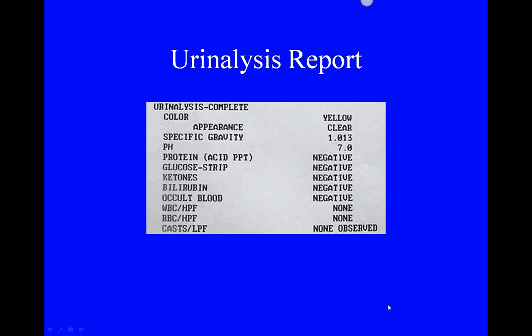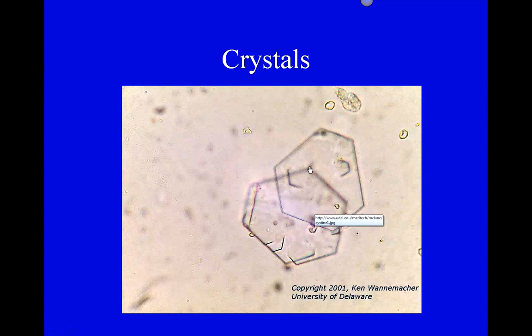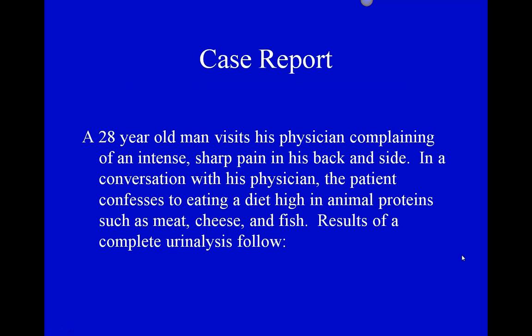So here's a normal urinalysis. A lot of these things should be negative. Do you see how those crystals have sharp edges? And those crystals could join together and make stones. So let's do a case study then.